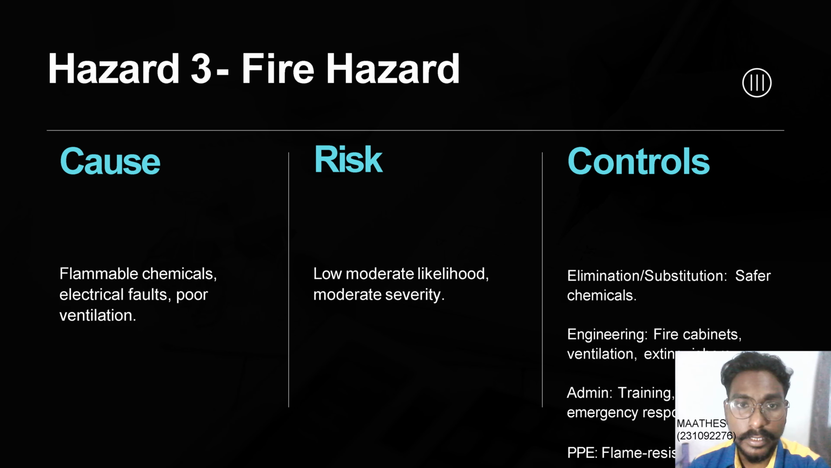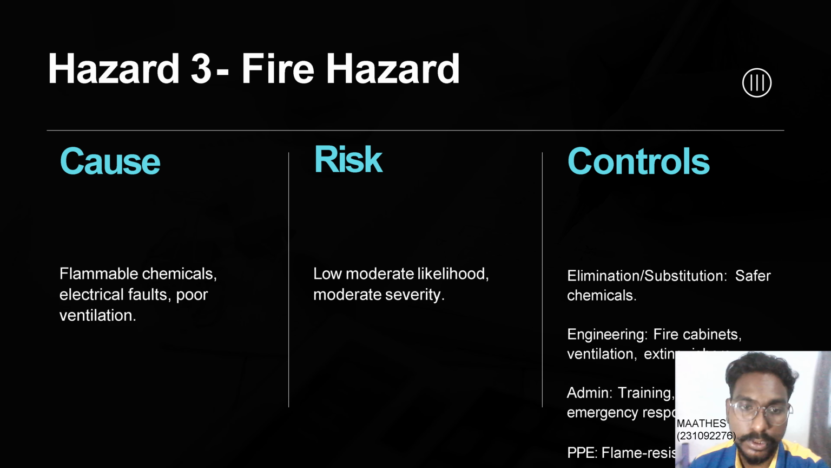Thank you, Avinish. I will now explain the next two hazards, fire and mechanical injury. Hazard 3 is fire due to flammable materials like isopropyl alcohol or acetone. Poor ventilation or faulty electrical wiring increases the risk. Although the likelihood of fire is low, the impact is very high. It could destroy lab equipment or injure people.